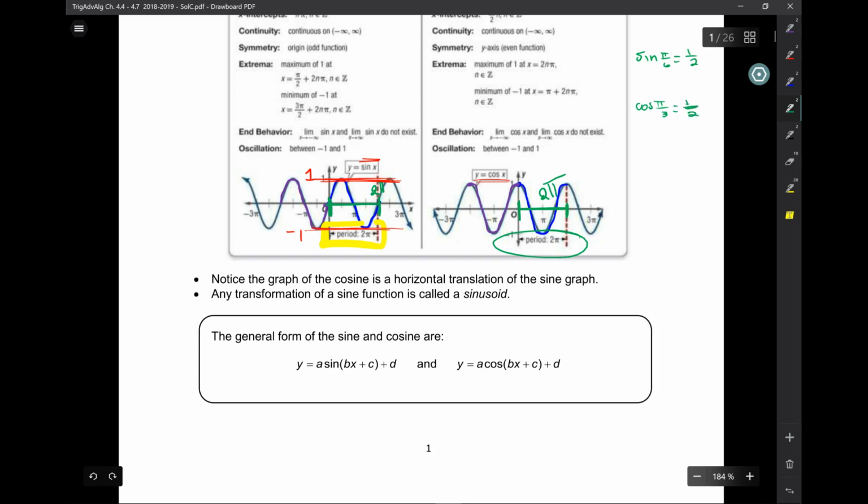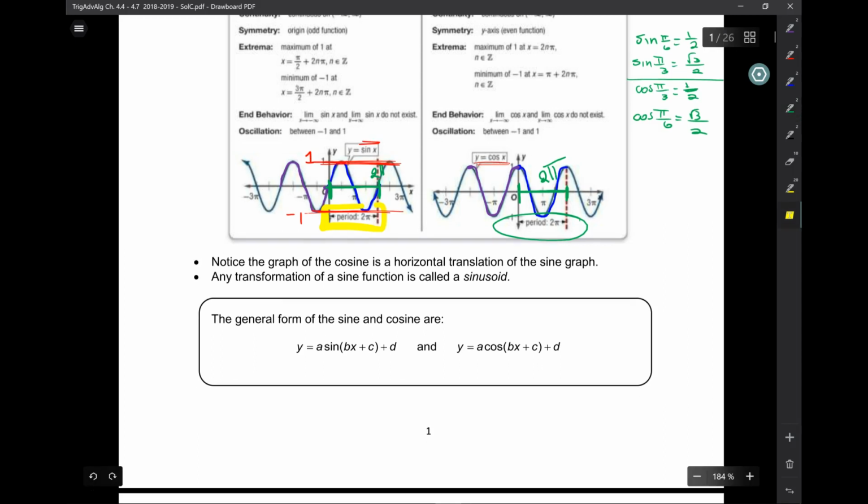It's 1/2, right? So sine of pi over 6 is 1/2. Sine of pi over 3 was root 3 over 2, remember? Cosine of pi over 3 is 1/2. Cosine of pi over 6 is root 3 over 2. So there is this relationship, right? One and the other, sometimes they're equal, sometimes they're not, and so on.